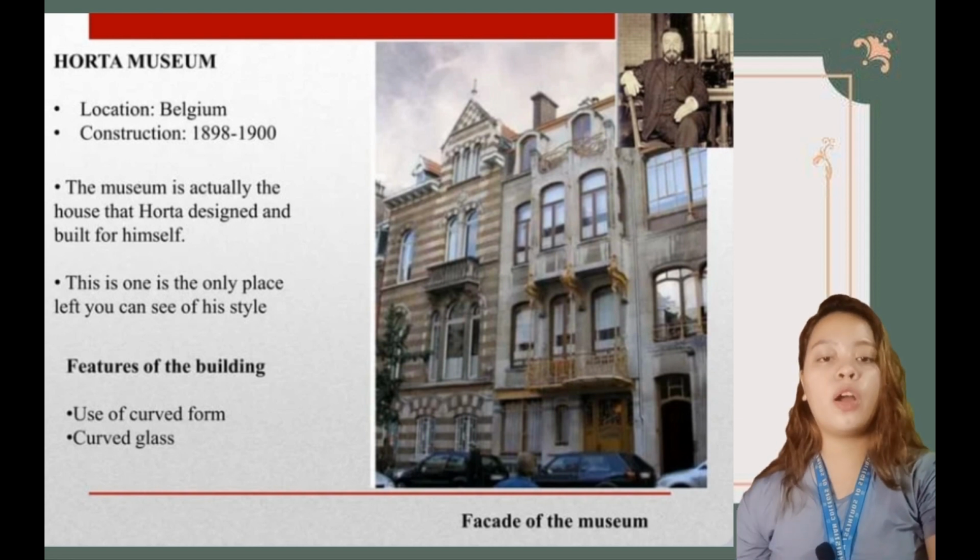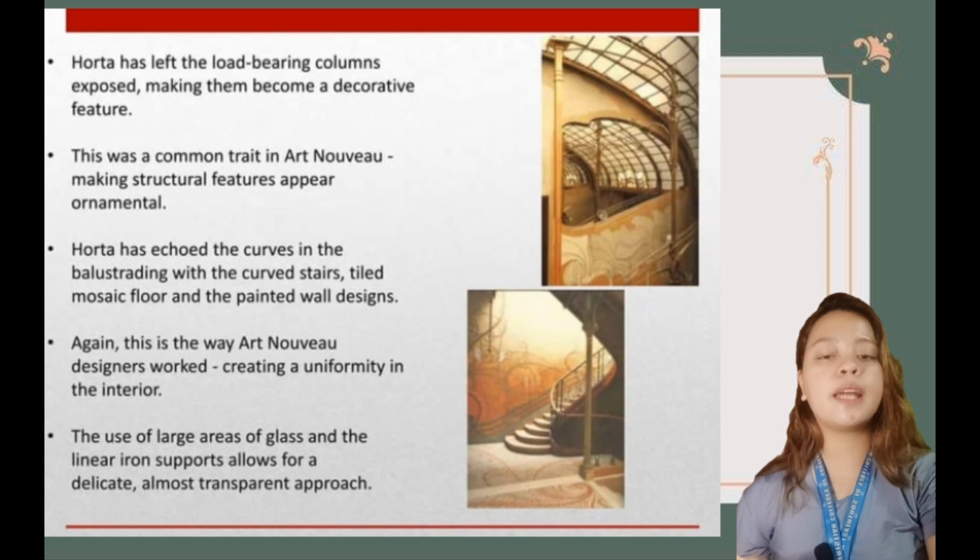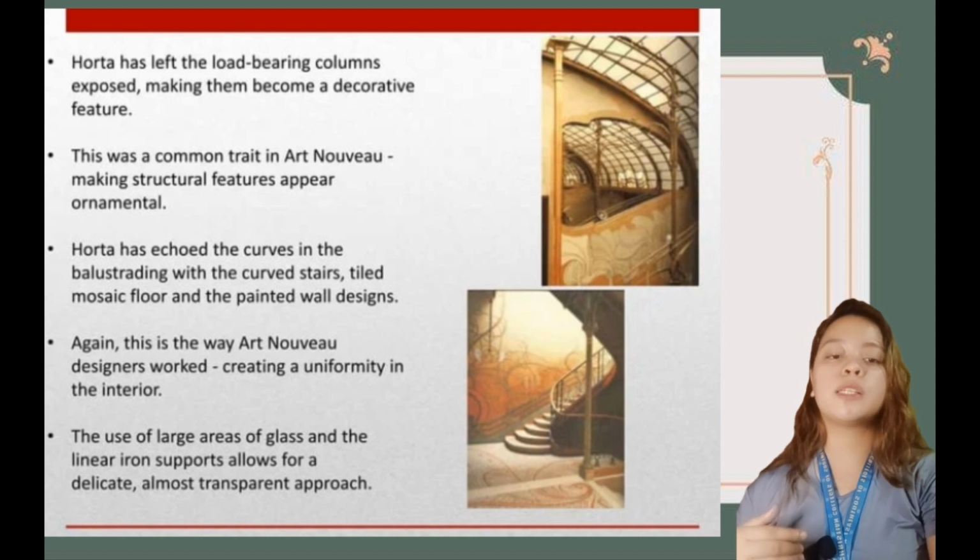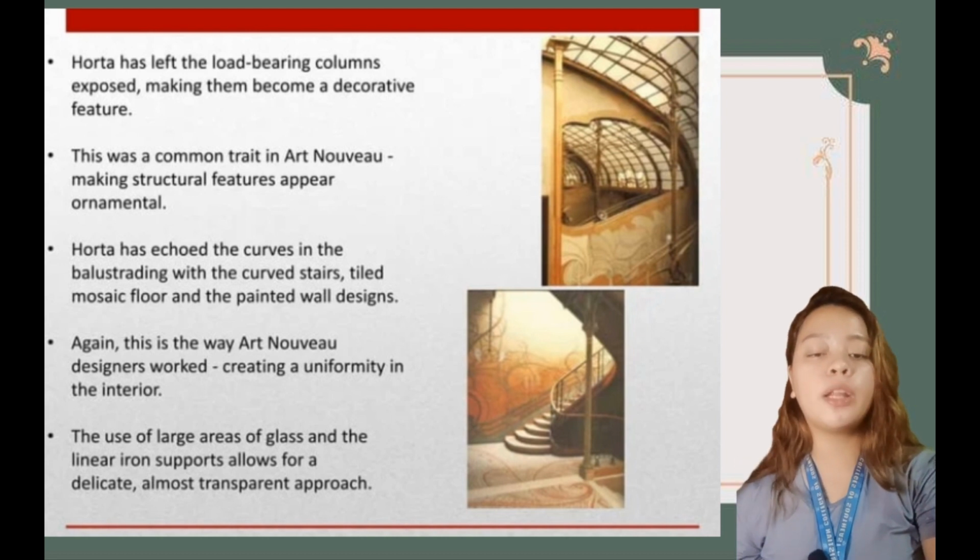Use of curved form, curved glass facade of the museum. Horta has left the load-bearing columns exposed, making them become a decorative feature. This was a common trait in Art Nouveau, making structural features appear ornamental.